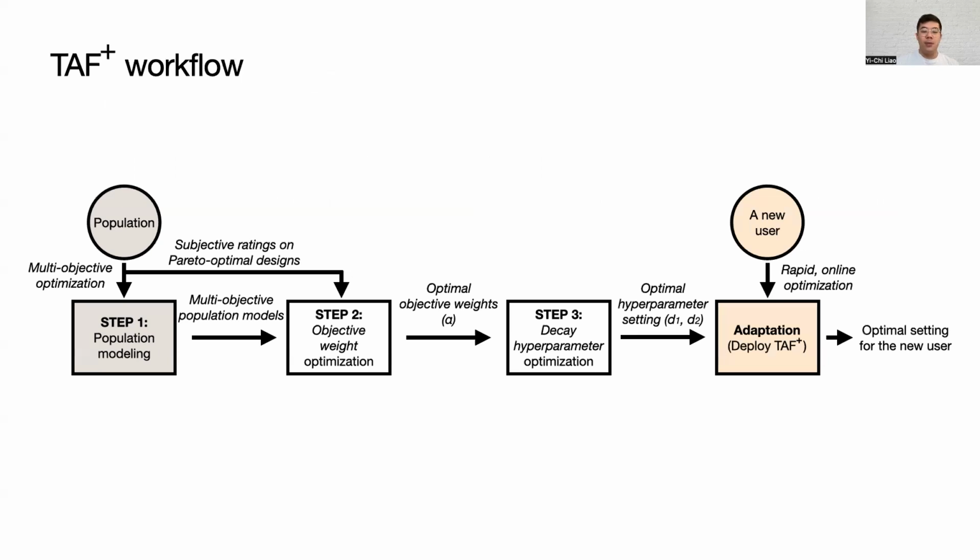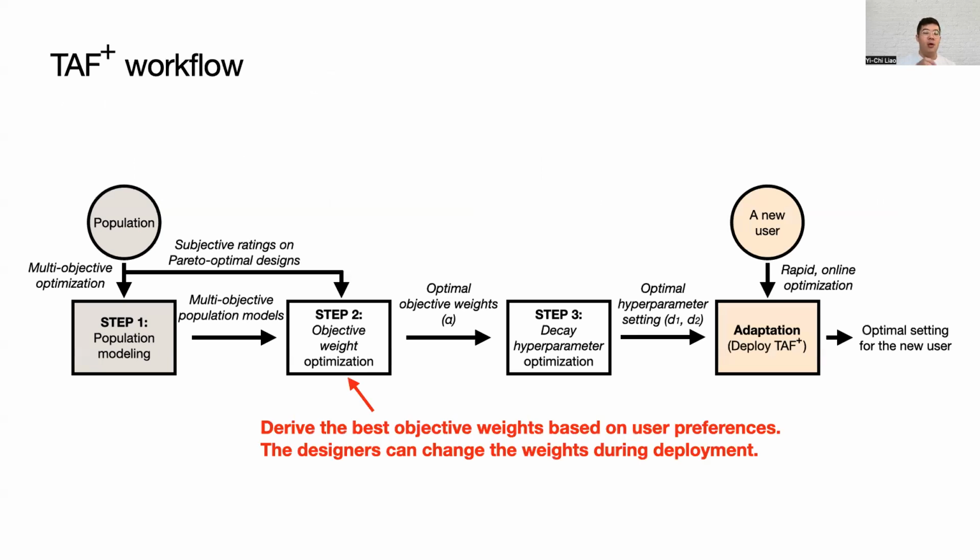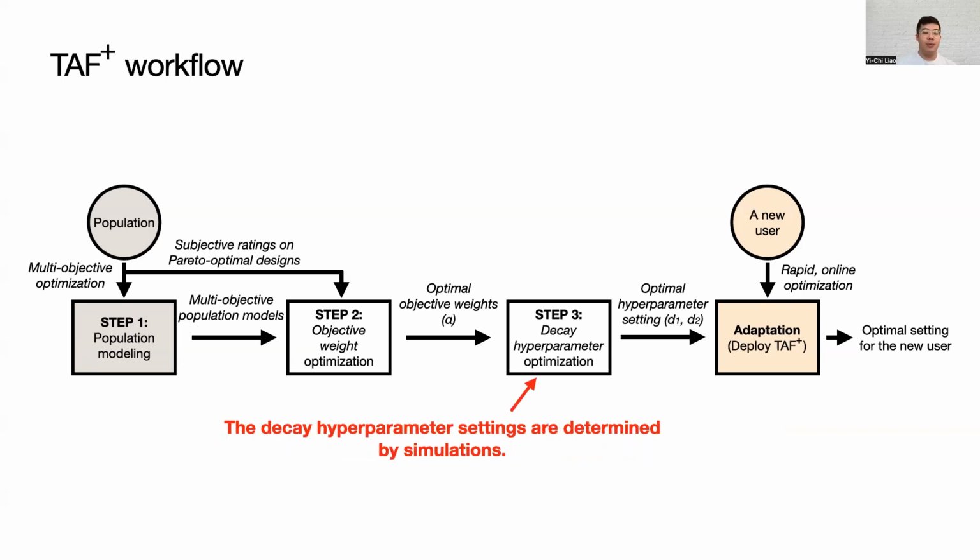We further introduced the accompanying workflow, which has three major steps. First, we run multi-objective optimization on the population users to construct population models. In our study, we gathered 14 population models. Secondly, we identify the optimal objective weight configurations based on the user preferences. More details are in the paper, but again, the designers or the users can adjust the weight during the deployments as they like. The third step is to find out the proper decay hyperparameter setting via simulations.